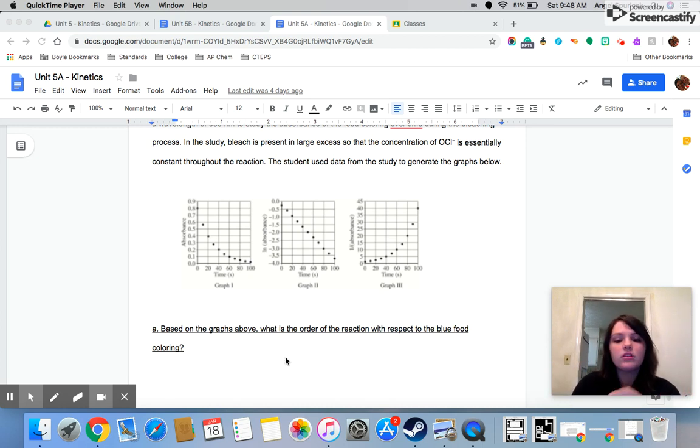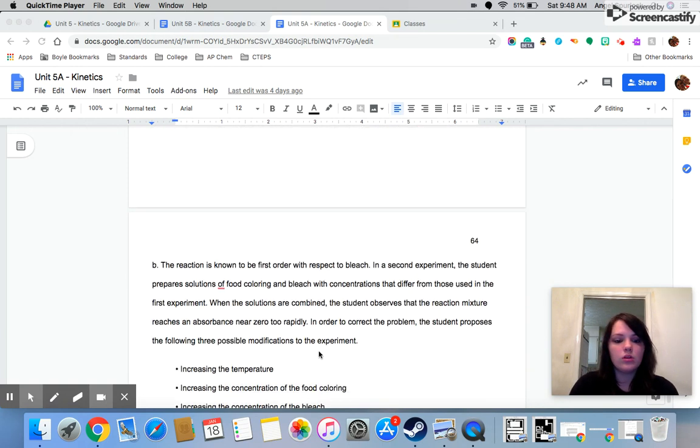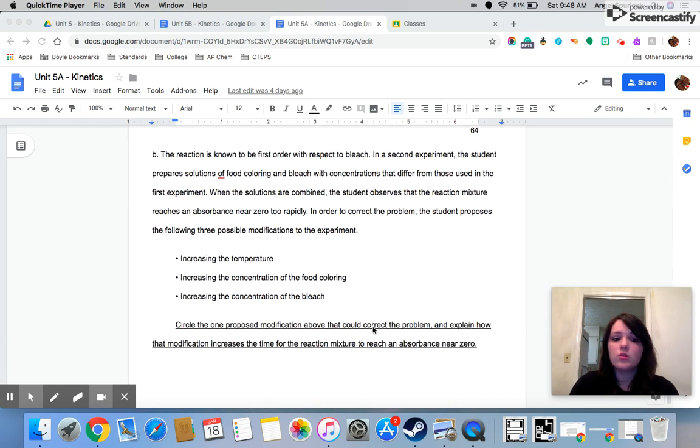So based on the graphs above, what is the order of the reaction? Well, it's easy to see that because the natural log is the only linear graph, this is going to be a first order reaction, okay? As we scroll down, it says the reaction is known to be first order with respect to bleach. In the second experiment, the student prepares more, but with different concentrations. So it's the same setup as the first one, but it just has different concentrations. What they find out is that the reaction mixture reaches an absorbance of 0 way too quickly. Your reaction is happening too fast.